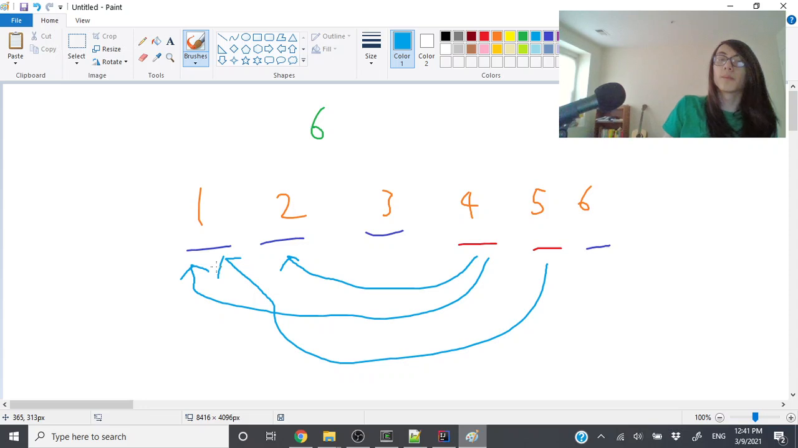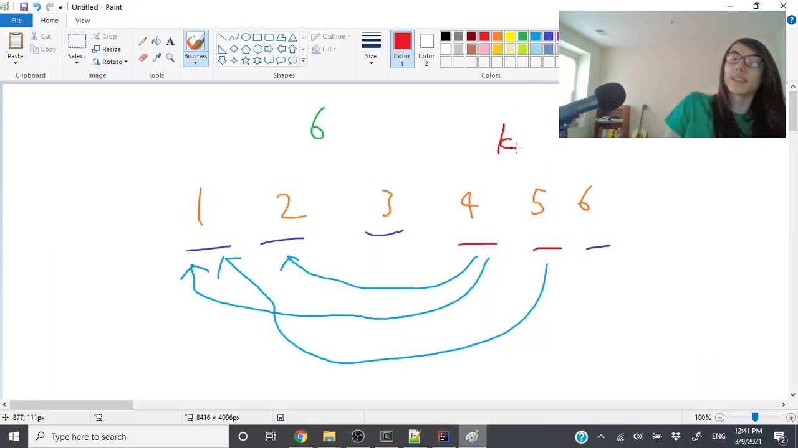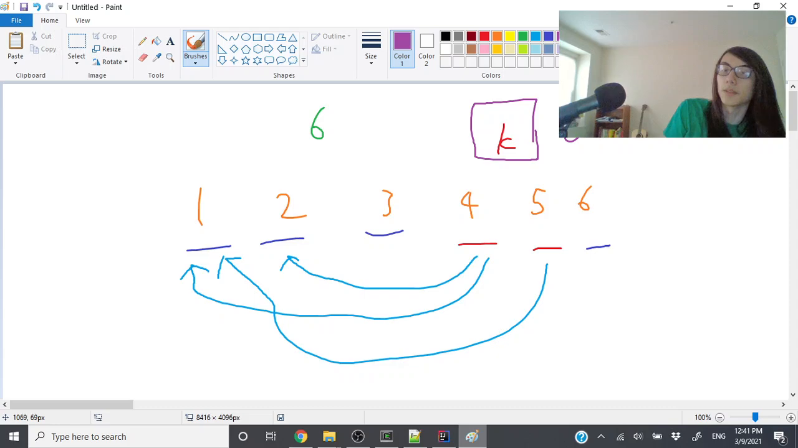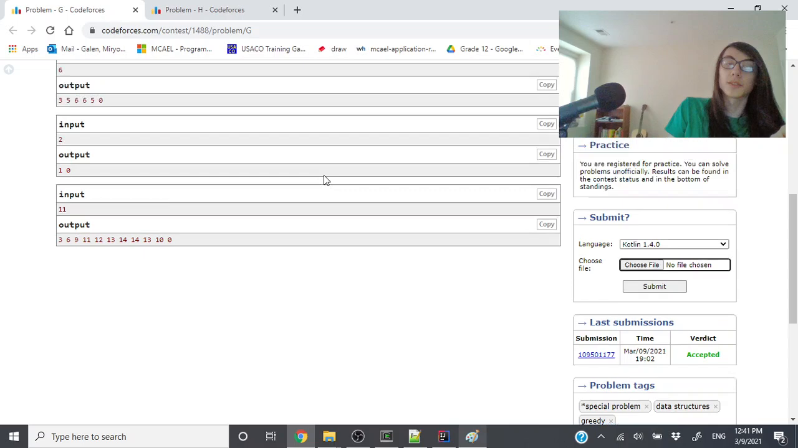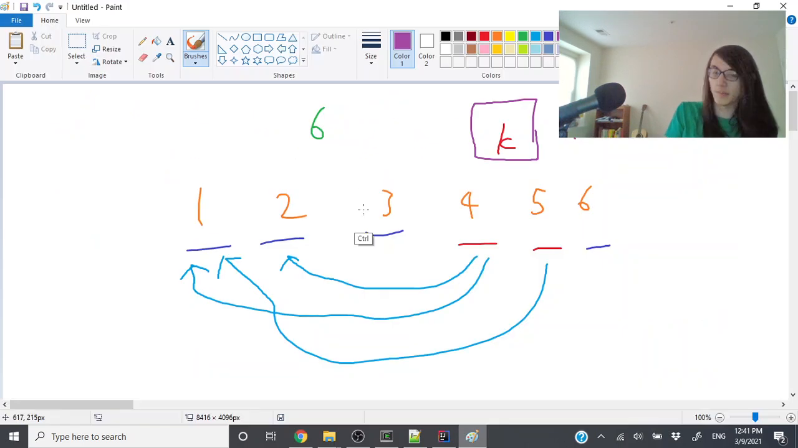So basically, we're given that we have to paint exactly k integers red, and everything else needs to be blue. We're interested in what's the maximum total value of the array for each possible k, from 1 to n. Because if k is 0, it's trivial. It's just 0.